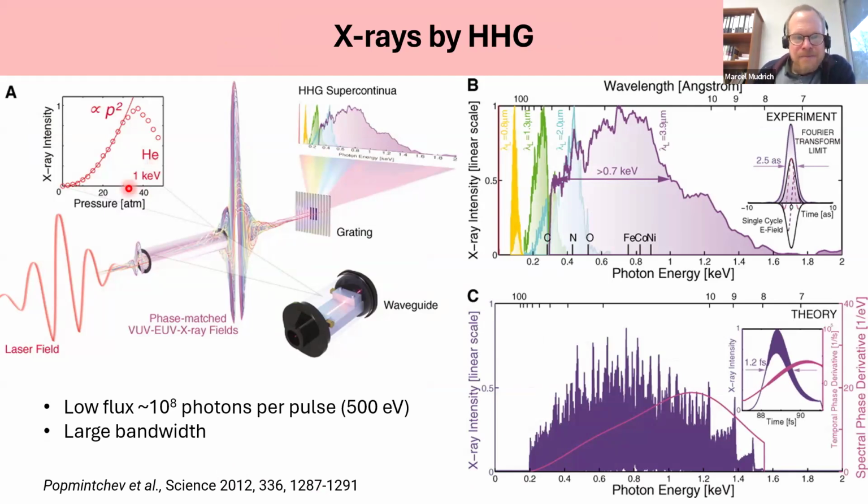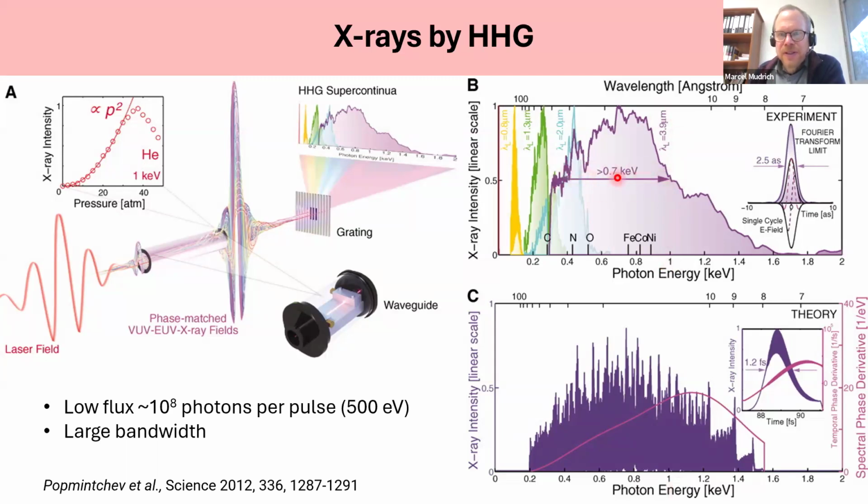So this is an experiment by the Kapteyn-Murnane group in the United States, where they had quite long wavelength radiation in the mid-infrared, even 3.9 micrometer pulses. And those long wavelength pulses were actually the most efficient to drive the photon energy up to the kilo electron volt range, just about 1 keV.